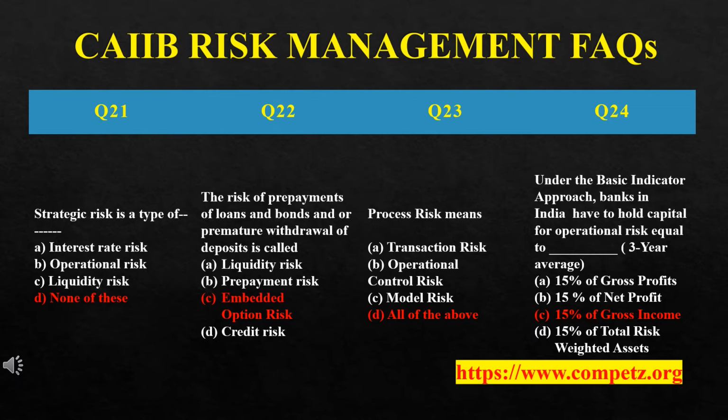There are 4 options given. So, the 3-year average is what you need to see: 15% of the gross profit, 15% of the net profit, 15% of the gross income, or 15% of total risk weighted assets. So the answer here is the C option, that's 15% of gross income. So C option.